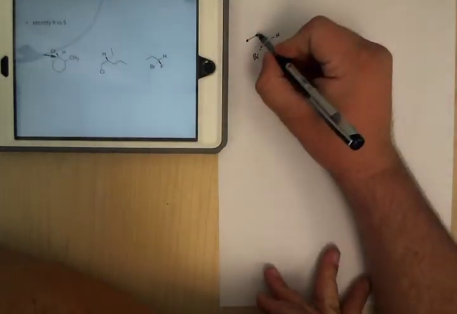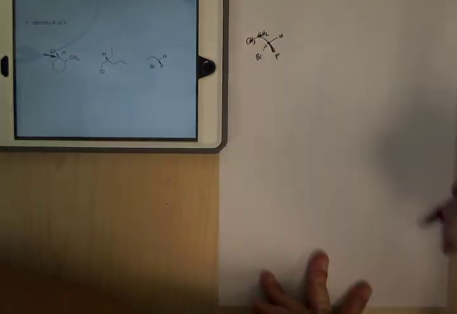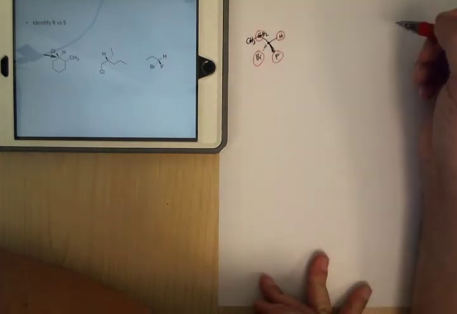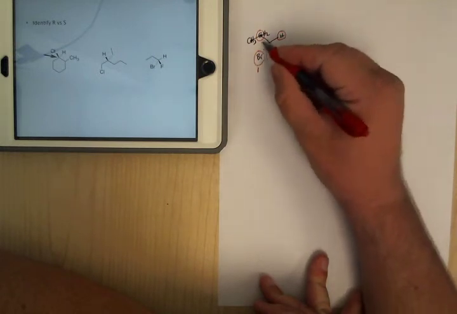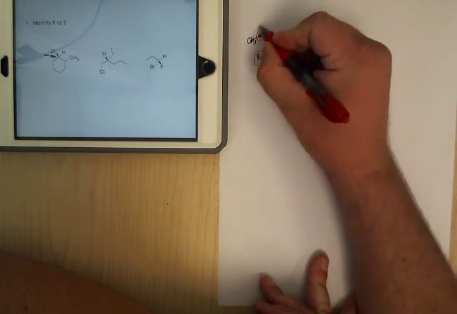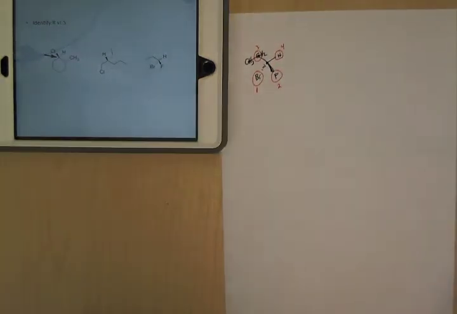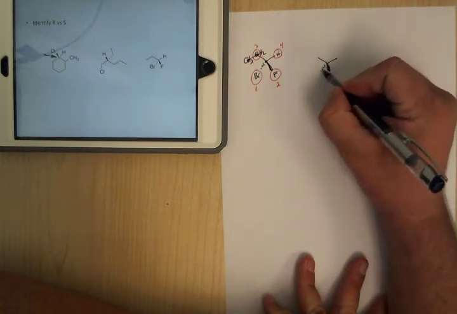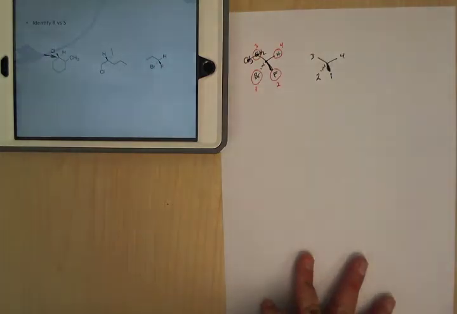So here this is a CH2, CH3. What are we comparing? We're comparing a hydrogen, a fluorine, a bromine, and a carbon. What's the heaviest? Well, this is the heaviest. What's the next heaviest? There, there, and there. That wasn't so bad. 2, 3, 4.